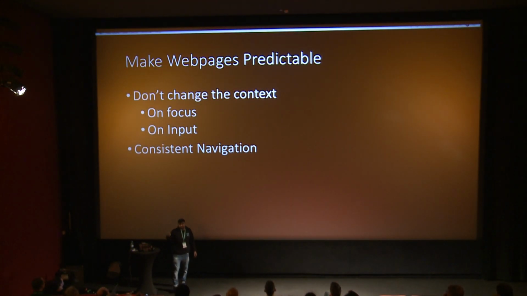Make web pages more predictable. This is the next guideline that comes under the understandable principle. And what it says is whenever you focus on a particular element or whenever you do a key press in an input box, make sure that you are not changing the context.